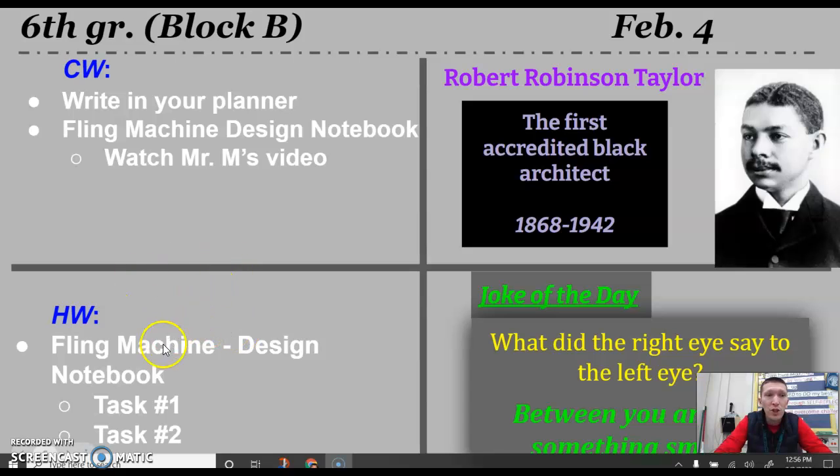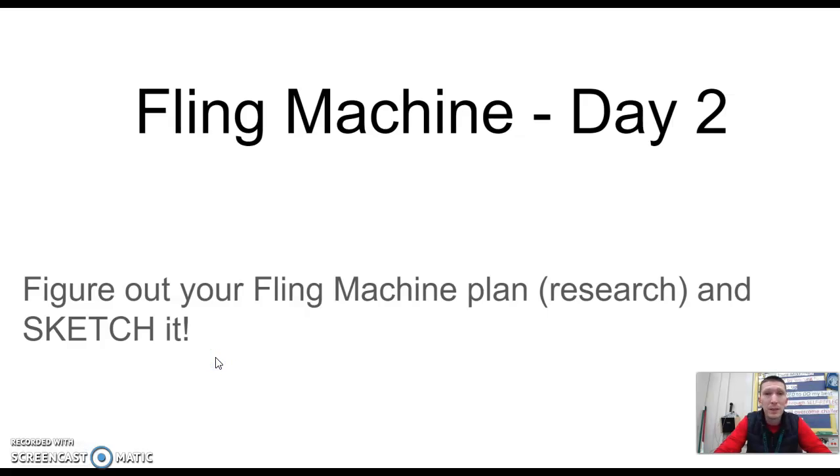So you should have already completed task number 1 on Wednesday, which if you didn't do, I'll go over that real quick, but that's vocabulary definitions. You want to have that done first. The second thing is task number 2, where you have to come up with your Fling Machine plan. What are you going to build and use next Tuesday?